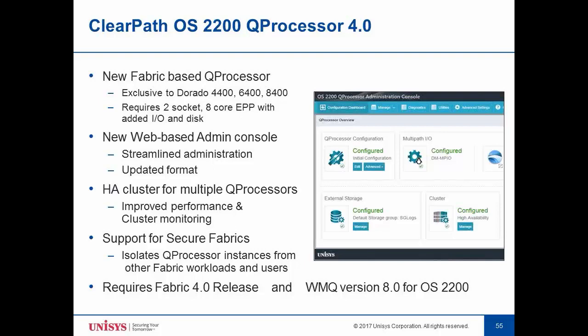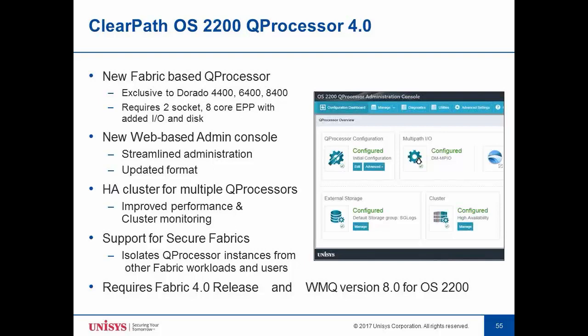Part of QProcessor 4.0 includes a new web-based admin console with a streamlined administration and an updated format. You can see part of that format here on the screen. We also have improved performance and new clustering capabilities for multiple QProcessors, adding to the high availability of that part of your OS 2200 processing.